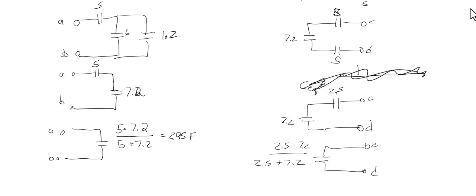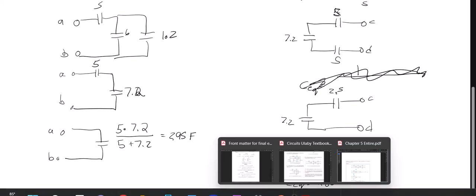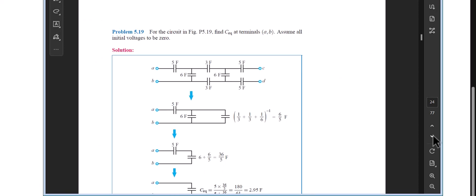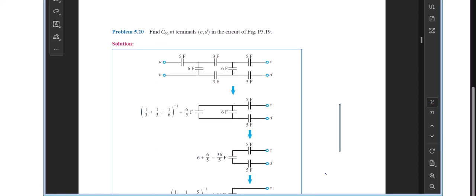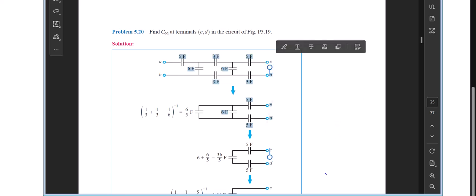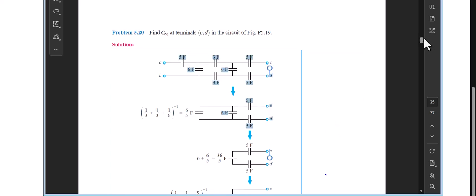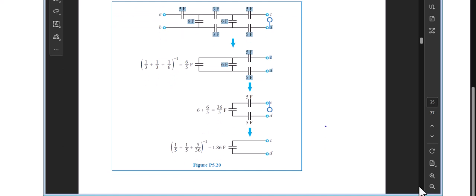And did you do it? Yeah. What'd you get? 1.6. That's what I got. Somehow I don't remember seeing that as the answer, but... $1.86?